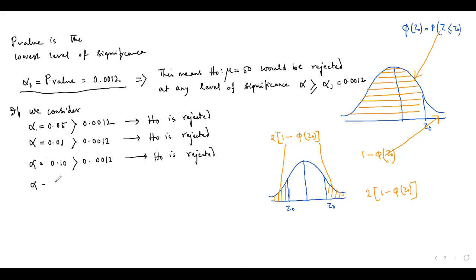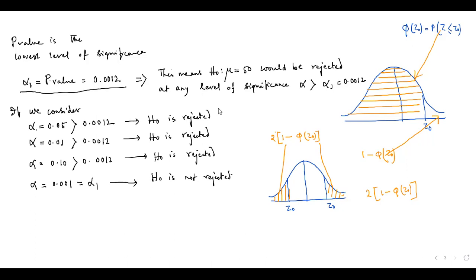If I consider our alpha to be 0.001, which is actually not greater than, which is actually similar to alpha 1, your null hypothesis is not rejected. Okay, here I will not consider the equality symbol. Any level of significance alpha greater than alpha 1, the null hypothesis will be rejected.